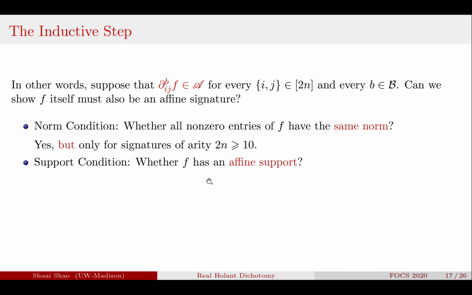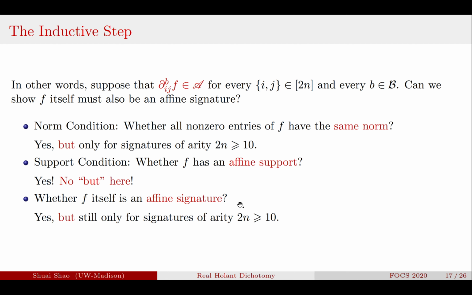Then, assuming that all non-zero entries of this signature have the same norm, we ask whether it has an affine support. Now this answer is yes. There is no counterexample here. And finally, we further ask whether f itself is an affine signature. Still, the answer is yes, but only for signatures of arity at least 10. So there exist arity 8 signatures that are not affine, but by merging them using biobinary signatures, we can only get affine signatures.